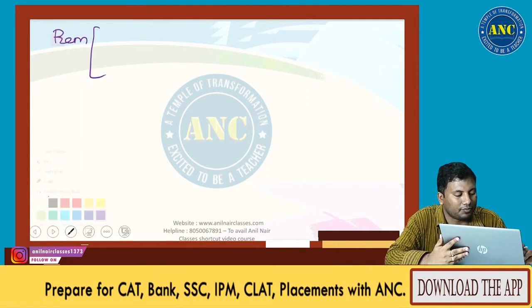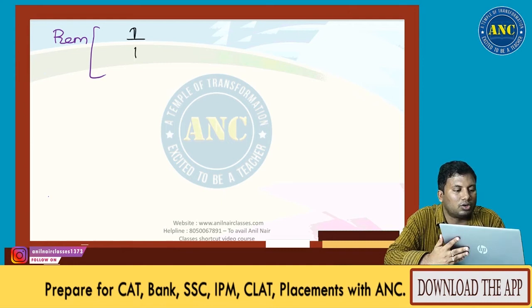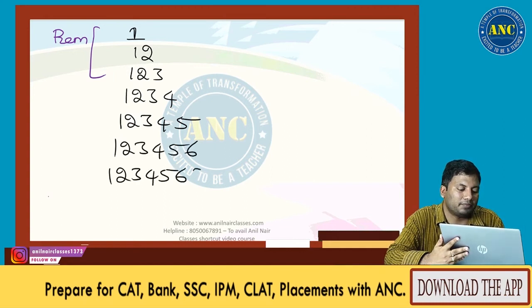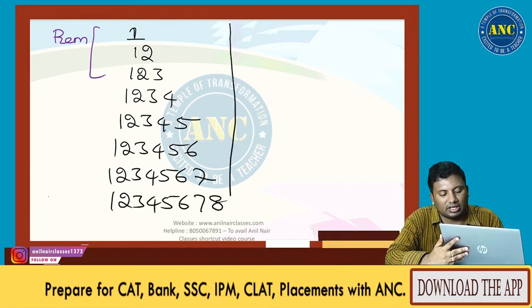remainder. We will write the question like this: 1, 1, 2, 1, 2, 3, 1, 2, 3, 4, 1, 2, 3, 4, 5, 1, 2, 3, 4, 5, 6, 1, 2, 3, 4, 5, 6, 7, 1, 2, 3, 4, 5, 6, 7, 8. This entire thing is divided by which number it is asked? It is divided by 36.